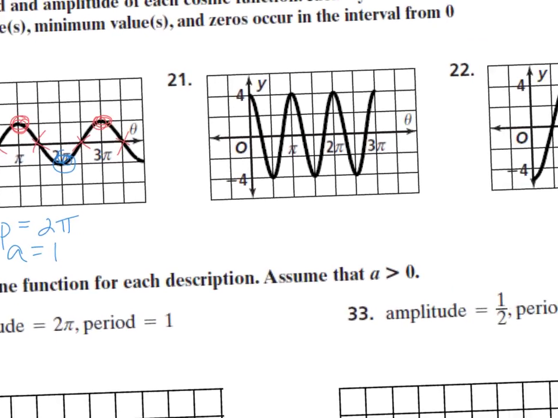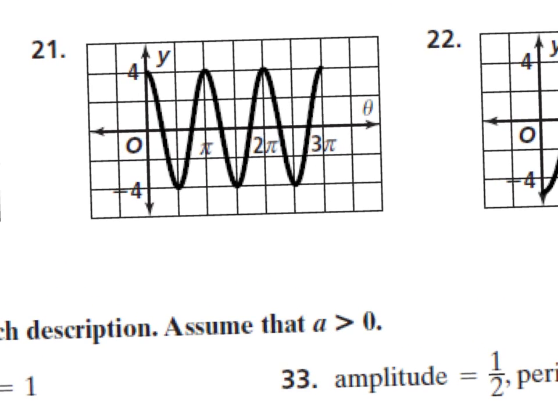And then over here, the amplitude is 4. The period is repeating itself every pi units. And the maximum values are right here. The maximum values are the y values. So the maximums are at 4 and the minimums are at negative 4. And then here are all the x-intercepts, or zeros.